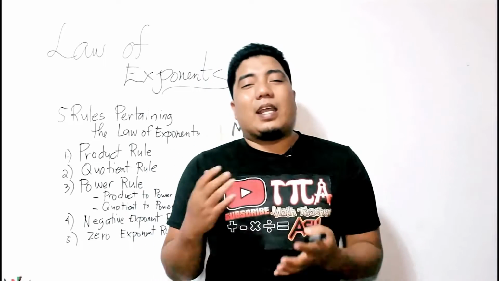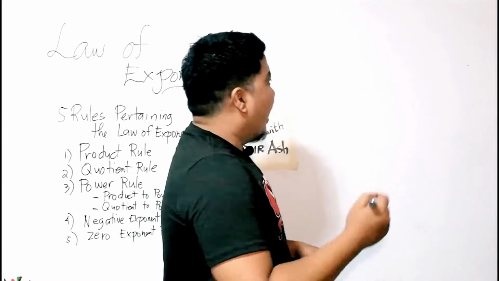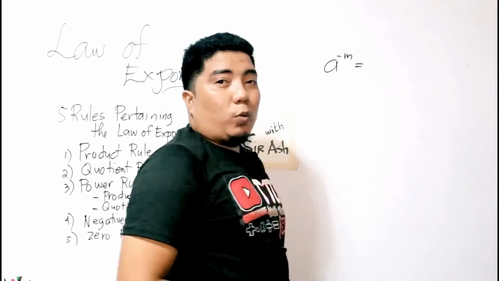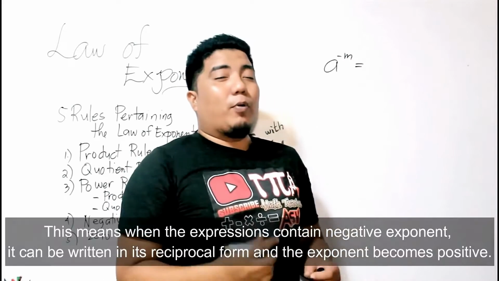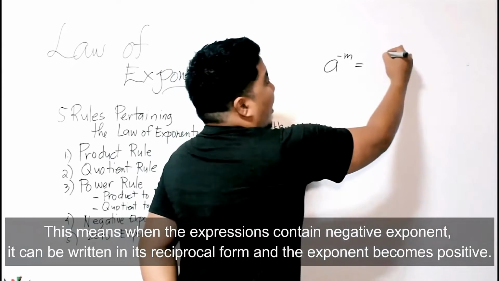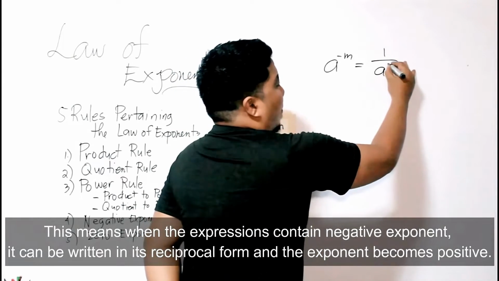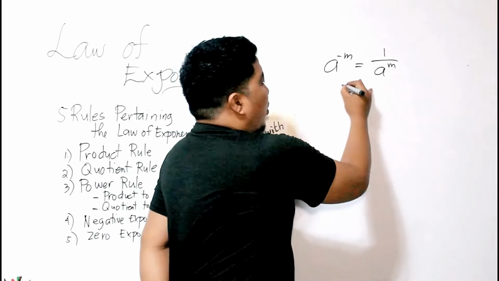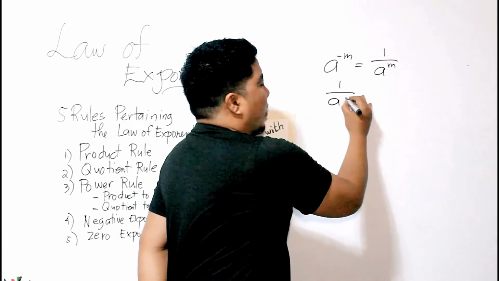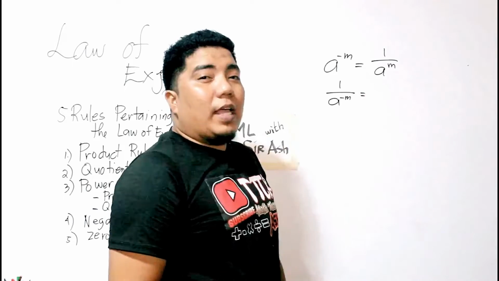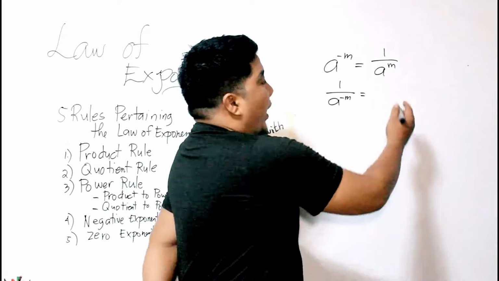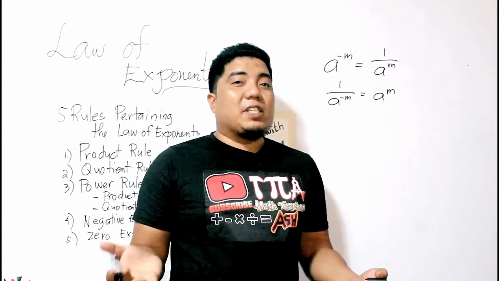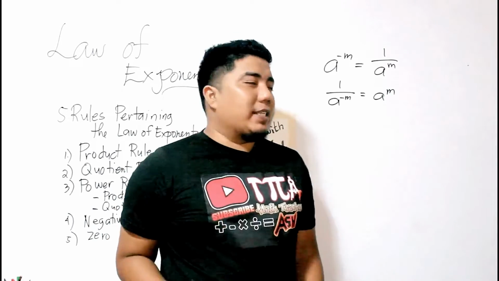So what does the negative exponent rule mean? Let's say if you have a to the power of negative m, what you will do is you just get the reciprocal of that expression, and that will become 1 over a to the power of m. Easy, right? Now, what if you have 1 over a to the power of negative m? Then you get the reciprocal of that one, and that will become a to the power of m. Easy, right? So, let's consider an example.